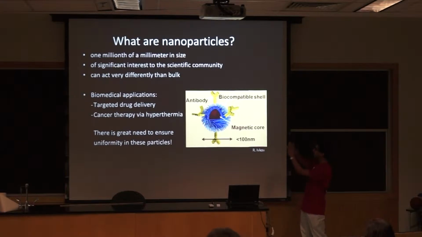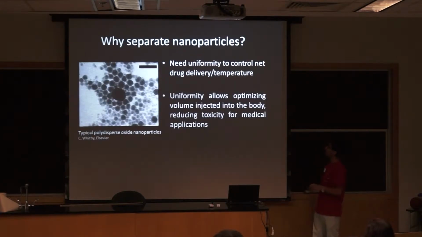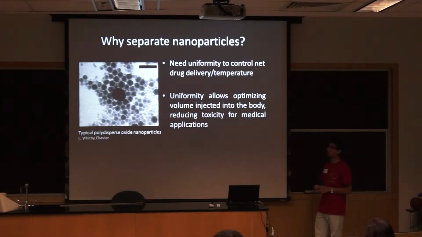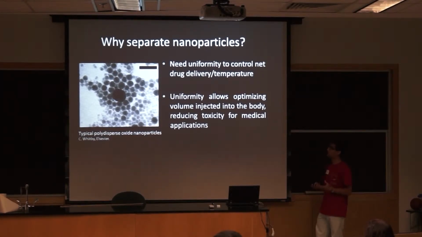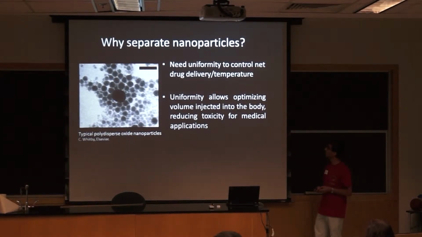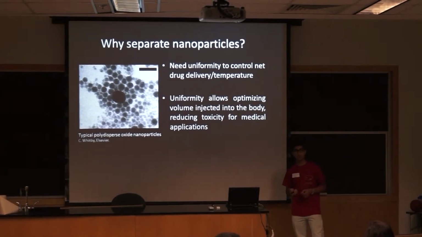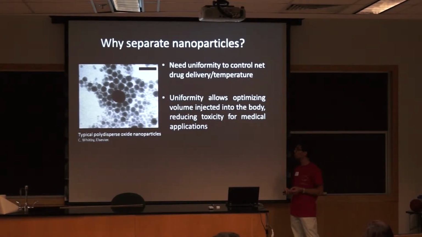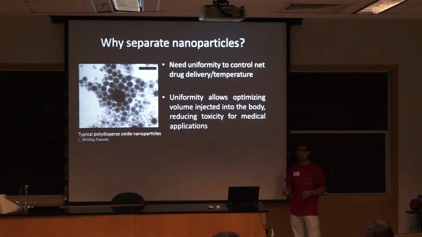The way it works is that magnetic nanoparticles have a biocompatible shell, which can be loaded with certain drugs and then injected into the body for these uses. But there is a great need to ensure uniformity before we inject these particles, because we need uniformity to know how much drug delivery we are doing in the body or what temperature we're heating the cells to. It also allows us to optimize how much volume we're injecting into the body and thus reduce toxicity, because these could be toxic.